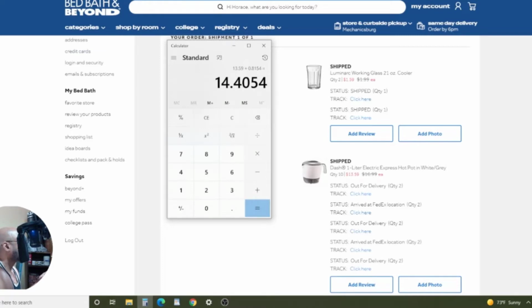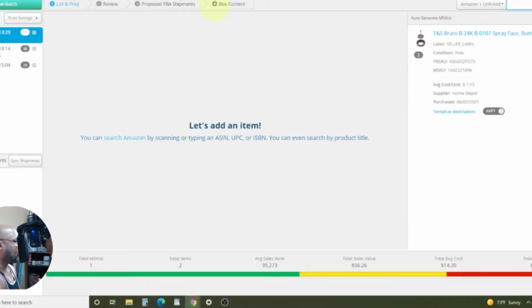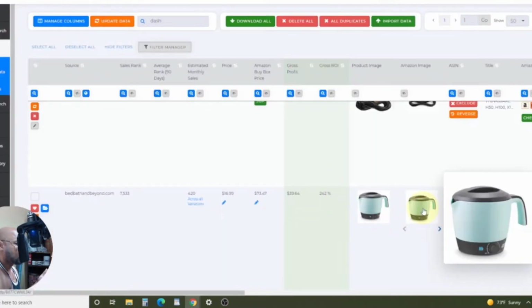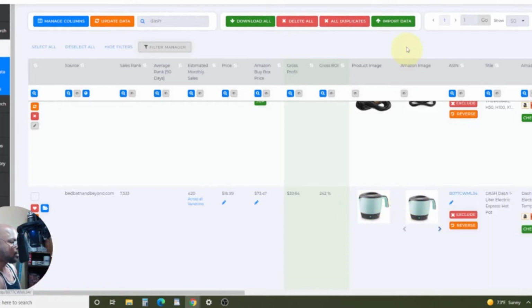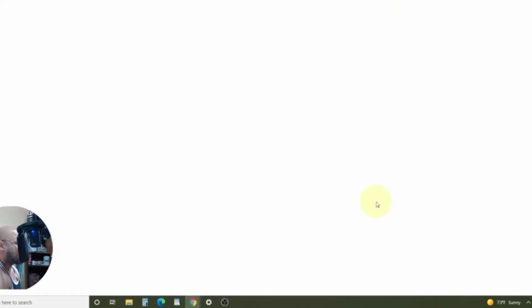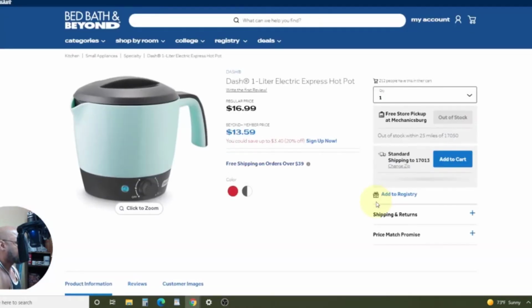Okay. So here we go again. Now we got a batch started. So how do we evaluate this? Okay, so what we're going to do is, when you're using Tactical Arbitrage, say this is the Amazon column. Now I have these columns arranged the way I want, but I could look at it on the website.